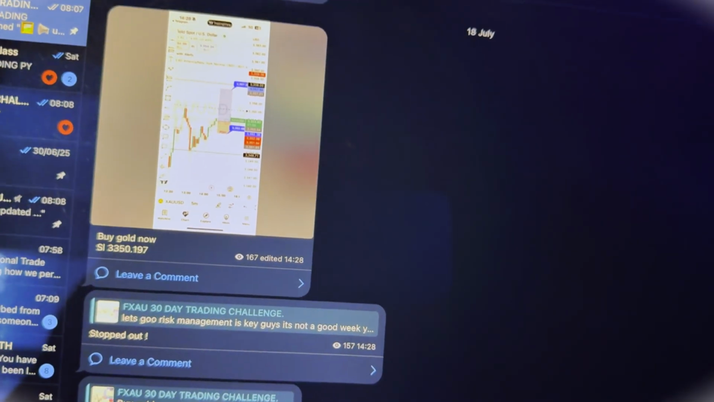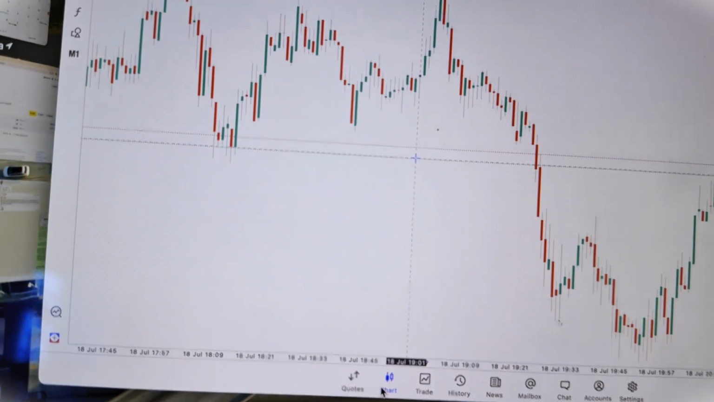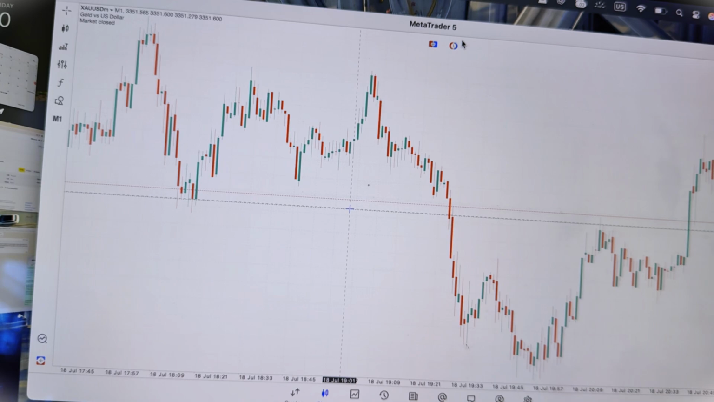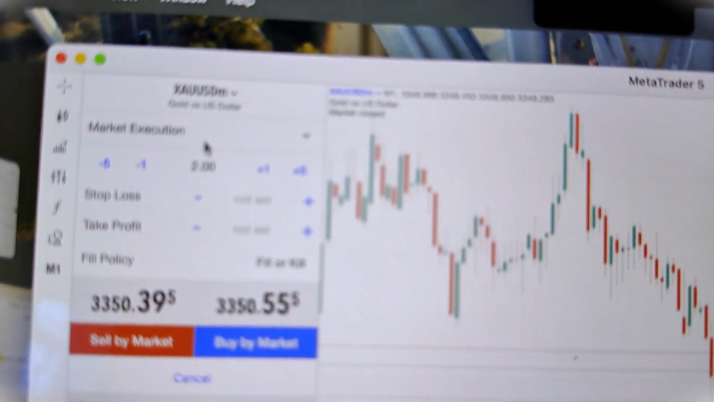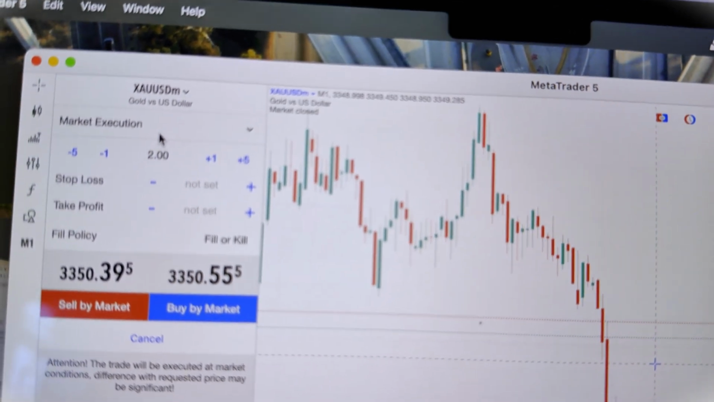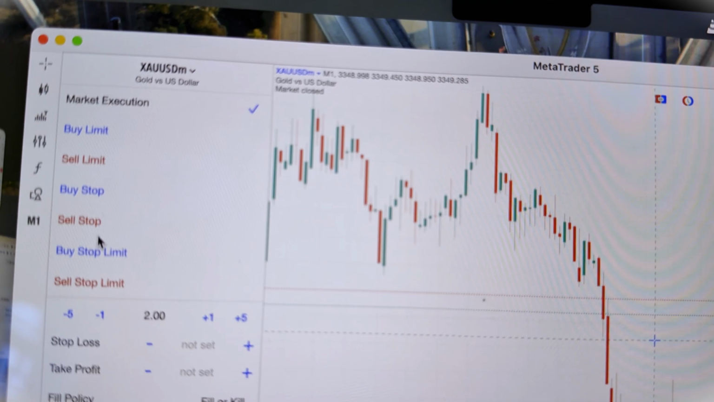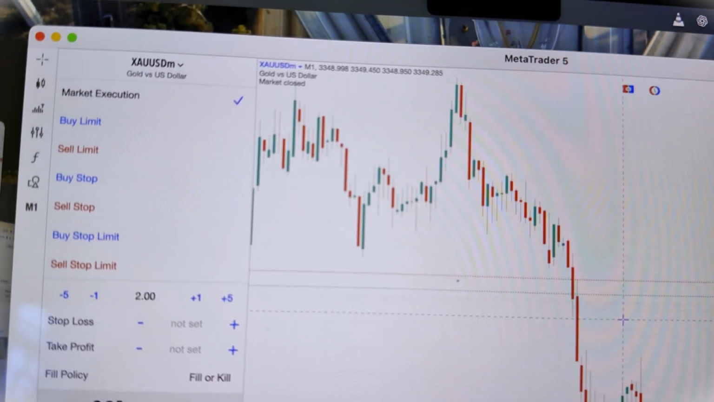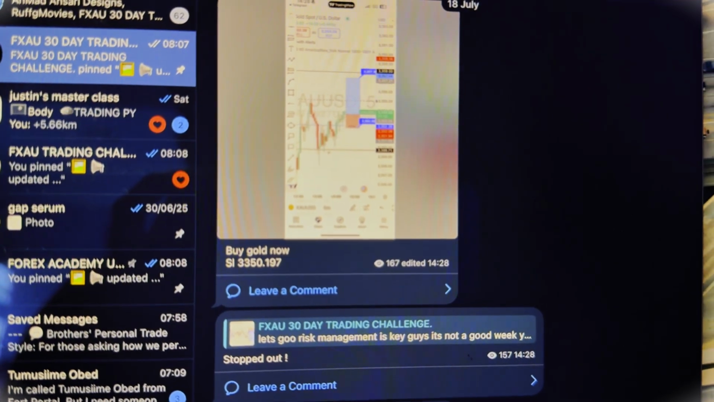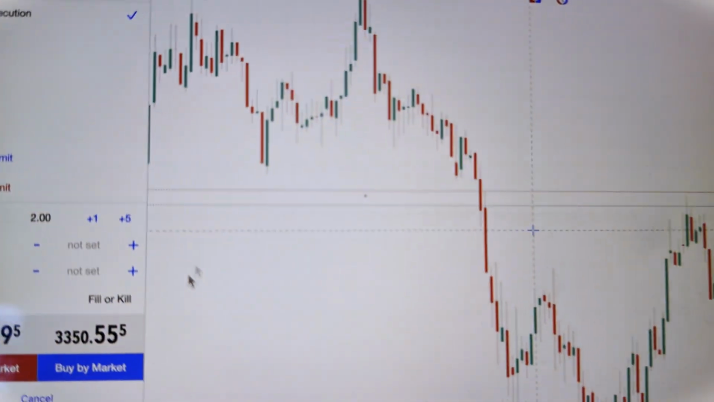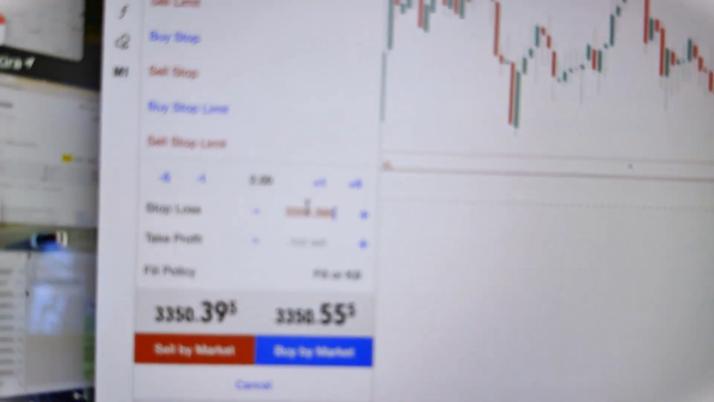So you have to rush. Once you get that alert, you rush to your MT5. This is our MT5 account. This is the market execution. We always use market execution if it's a live execution, and if it's a pending order, we use limits, buy stop, sell stop. And I'll always indicate this on the signal, that this is a stop order or it's a buy now market execution. So now what we have to do is input our stop loss right here.